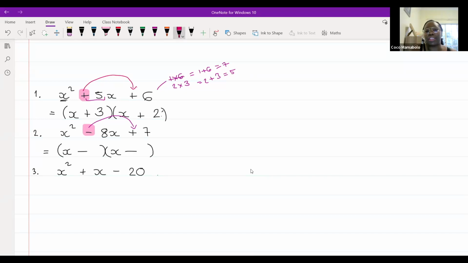I now need factors of 7. 7 is a prime number, so this is quite easy. 1 times 7 will give me 7. And I know that I need -8, so both my numbers must be negative. I must get -1 minus 7, and that will indeed give me -8. So I know that I must get -1 and -7.